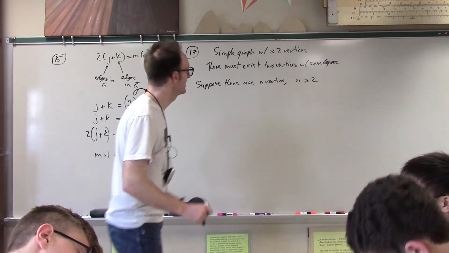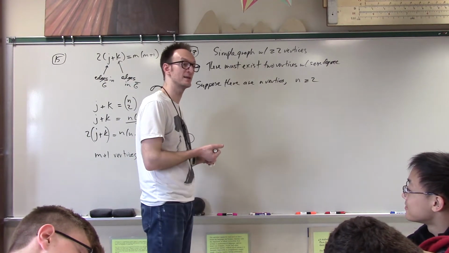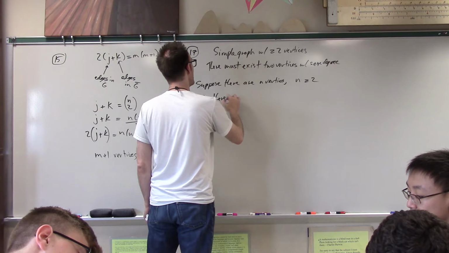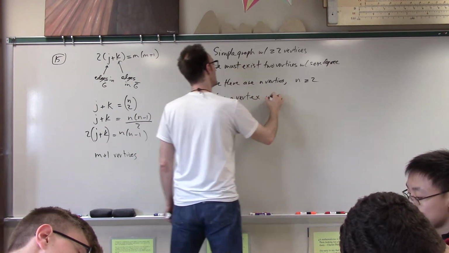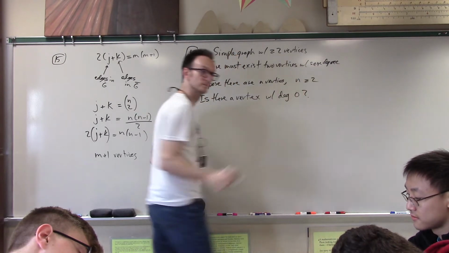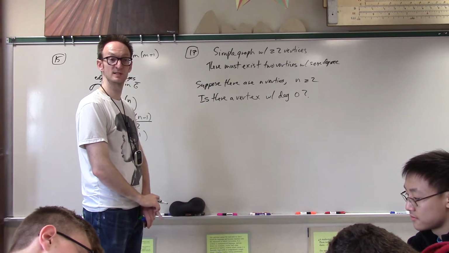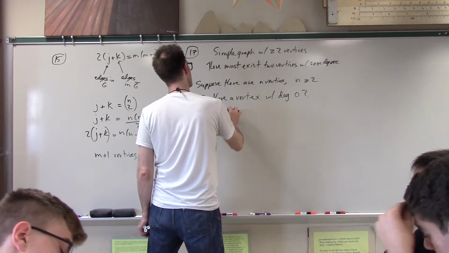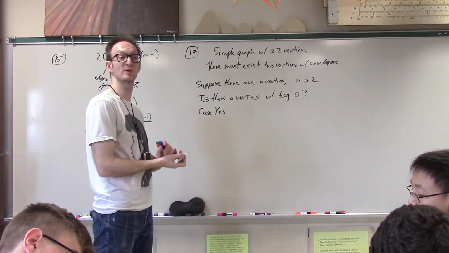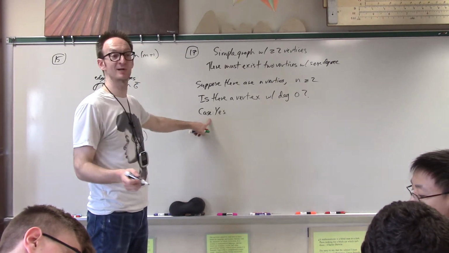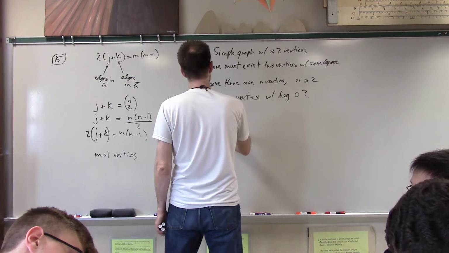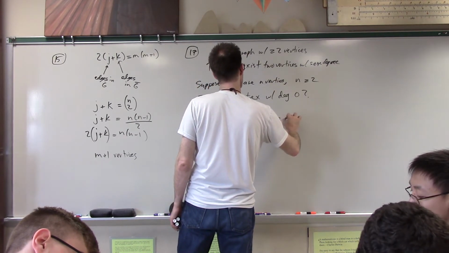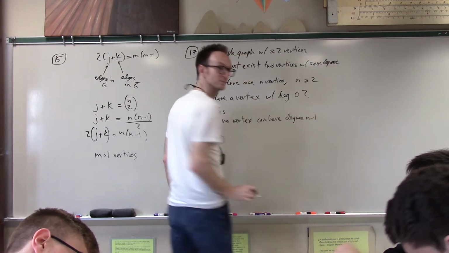Oh. So really, there needs to be a case argument going on here, right? There are really two cases, I suppose. Is there a vertex with degree 0? Suppose the answer is yes, right? Answer 1, so case yes. There is a vertex with degree 0. But now, if there's a vertex of degree 0, then no vertex can have degree n minus 1.